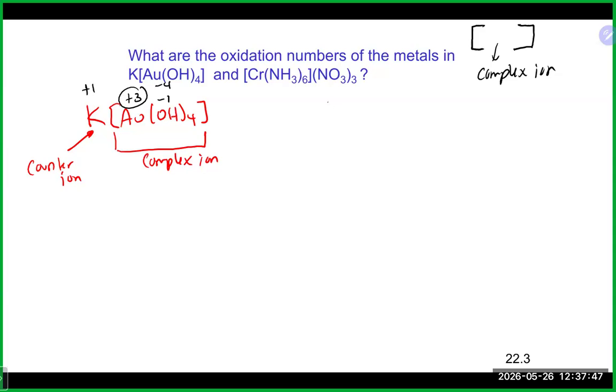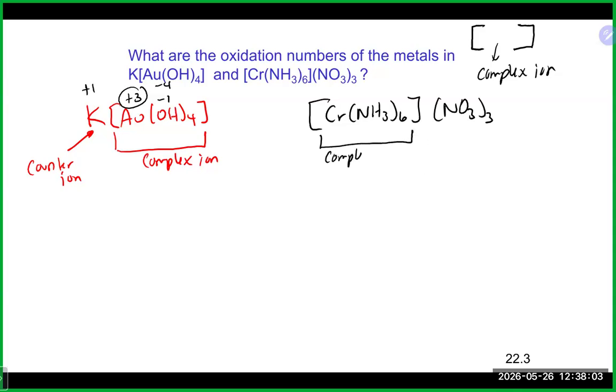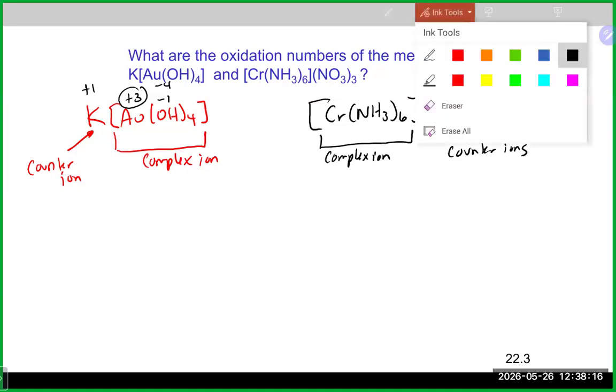Taking a look at the next one here. This is [Cr(NH3)6](NO3)3. In this particular case, the part in the bracket is my complex ion, and this by default would be our counter ion. Again, we're just going to roll through it like we did previously.